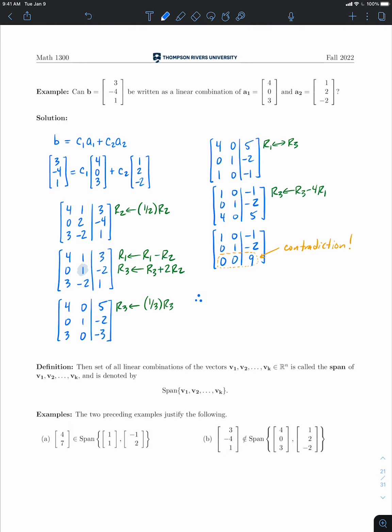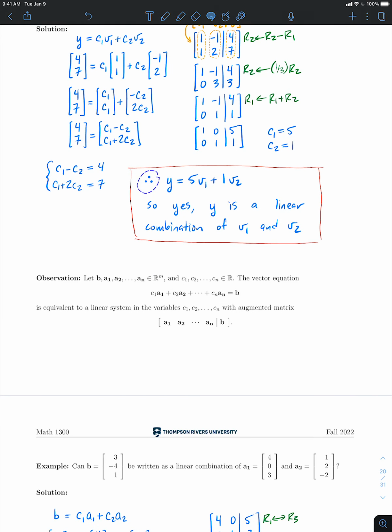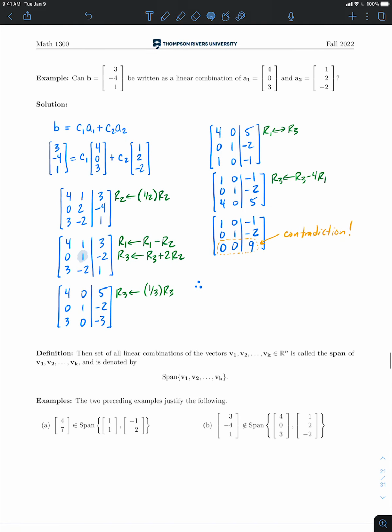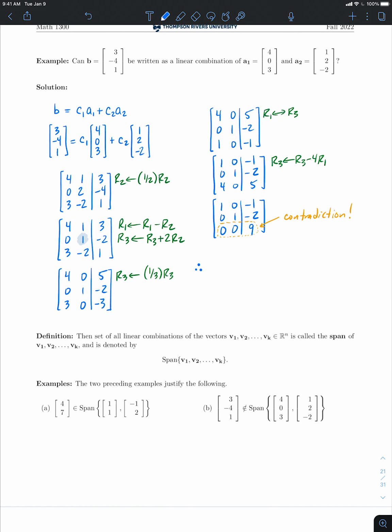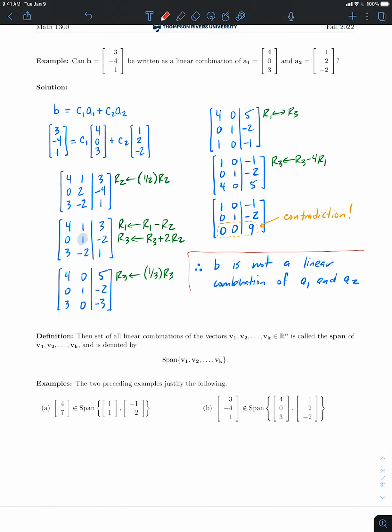So I'm going to say, therefore, that's what these 3 dots, did I use it in the last example? I did. I guess I didn't make a comment. These 3 dots just mean therefore. It basically means you're about to make a claim which is justified by the work that you just did. So you're essentially going to write a conclusion that follows from the work that you've done. So we can say, therefore, b is not a linear combination of a1 and a2. So that is that example.